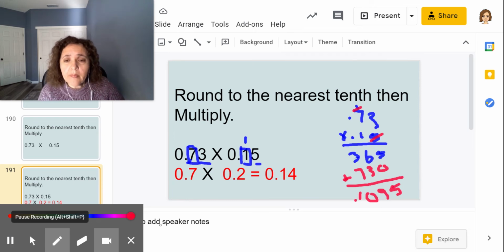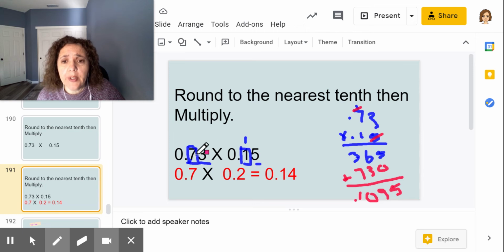Okay, so when we round to the nearest tenth, hopefully you got 73 hundredths rounds to 7 tenths, right? I boxed in the 7, that's in the tenths place. The 3 tells me to round down, it becomes a 7. 15 hundredths rounds up to 2 tenths. I boxed in the tenth spot. I looked at the 5. The 5 tells me to round up, add 1, 2 tenths.